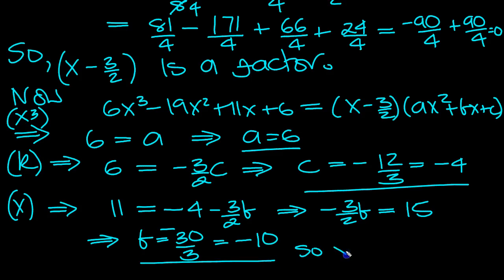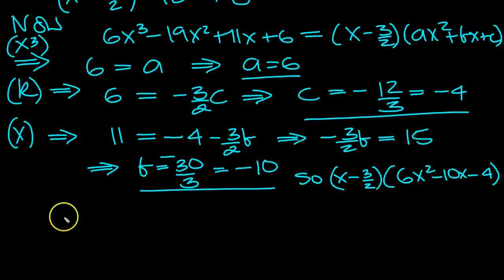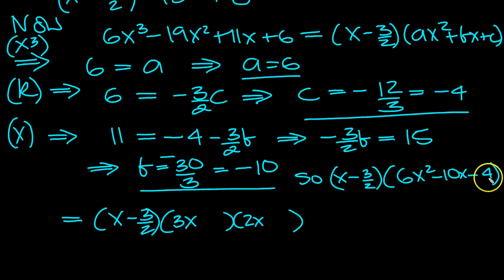So we get x minus 3 over 2 was the one factor, but we also get a, which is 6x squared, b is minus 10x, and c is minus 4. So that's what we've got. Now hopefully we can factorize this. That's equal to x minus 3 over 2. Here we've got 6x. It's got to be a 3 and a 2, I think. Let's try that. And this has got to be 2 2s, because that will end up with 5 2s, which will give 10.